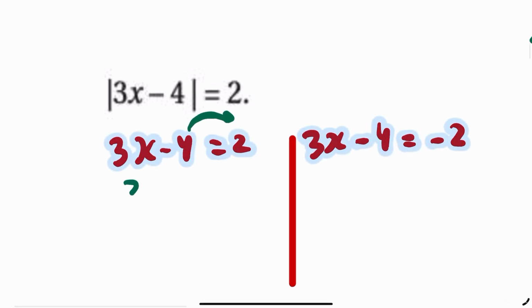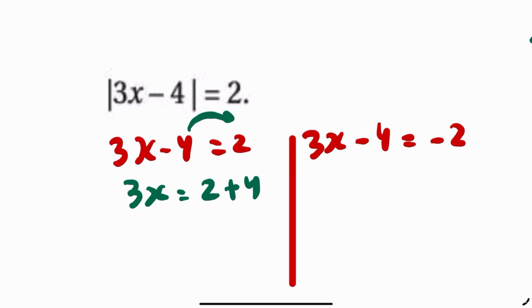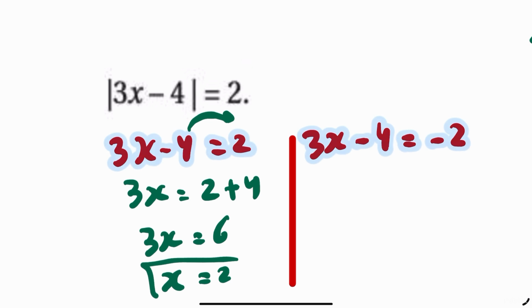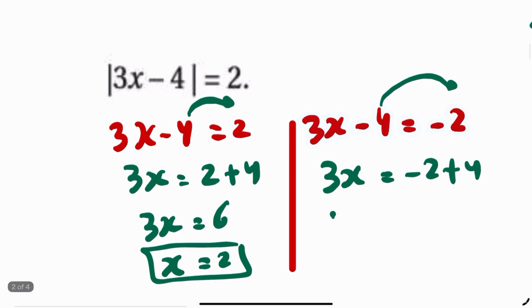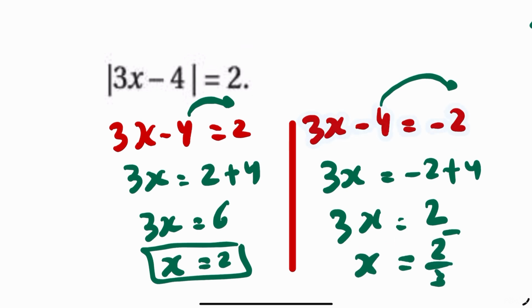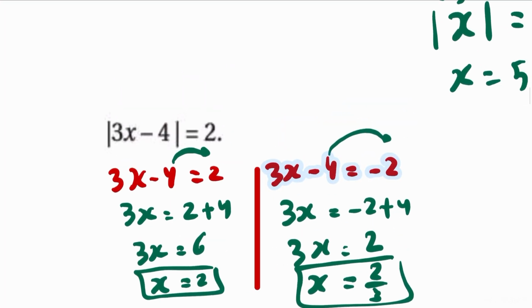Transfer to the other side, so 3x is equal to 2 plus 4, 3x equals 6, meaning x equals 2 after you divide by 3. Or transfer this to the other side, so we come up with 3x is equal to negative 2 plus 4, which means 3x equals 2. After you divide by 3, you come up with x equals 2 over 3. Now we have two values for x. If x is 2, the modulus of what is inside is 6 minus 4, which equals 2. The modulus of 2 is equal to 2. And if x is 2 over 3, if you substitute, you come up with the modulus of negative 2 as well, which is equal to 2.